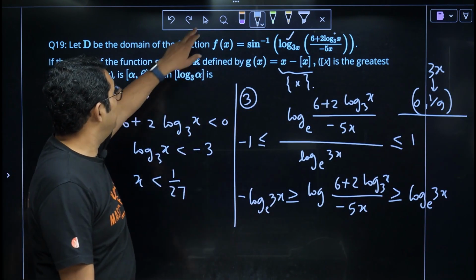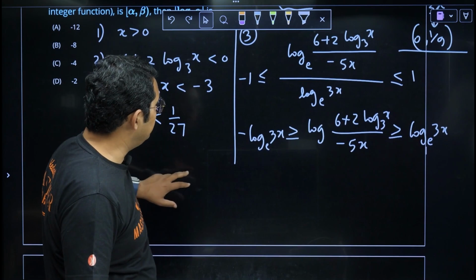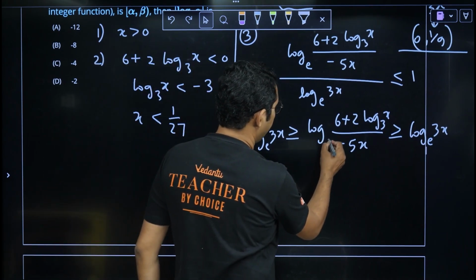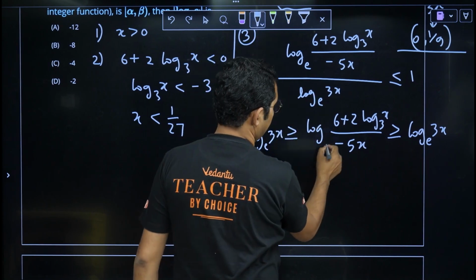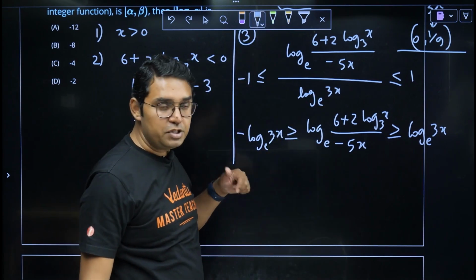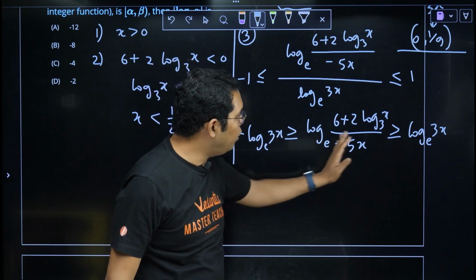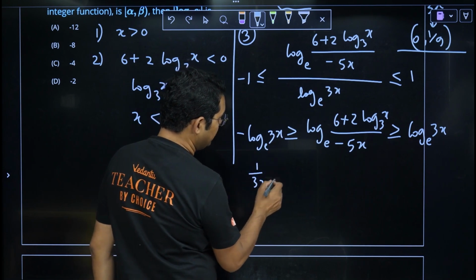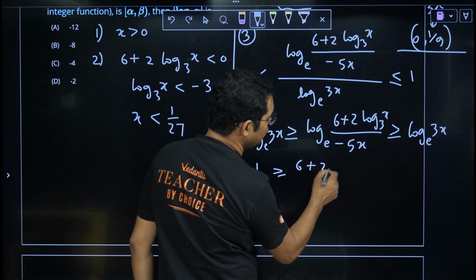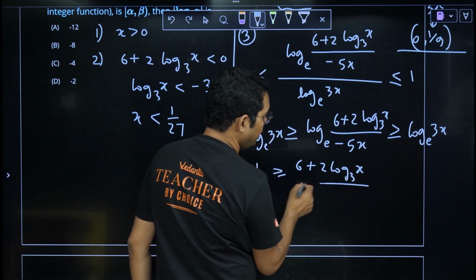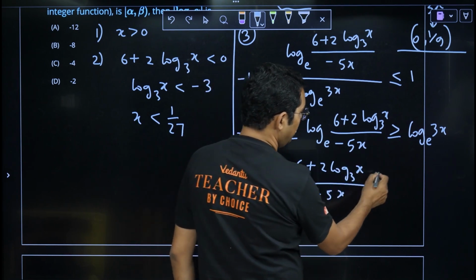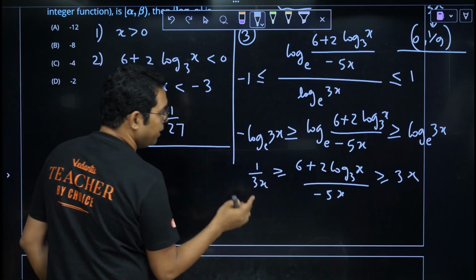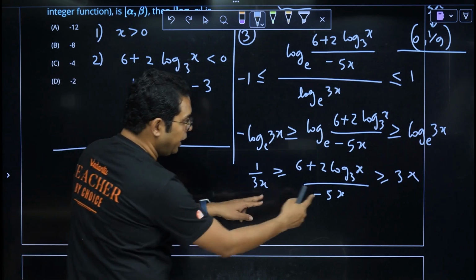The question is still not completed. There is some calculation. Now please see how we can do this. Yeah, this is also base e. Now, because the base is e, which is greater than 1, we can remove the log from all these things, and the inequality sign will remain the same, but this minus sign will make this 1 upon 3x. So minus 1 upon 3x is greater than (6 plus 2 log x base 3 upon minus 5x), which is greater than or equal to 3x. Now for the first two parts, or the first two inequalities here, because x is positive, from 0 to 1 upon 27, I can cancel x.